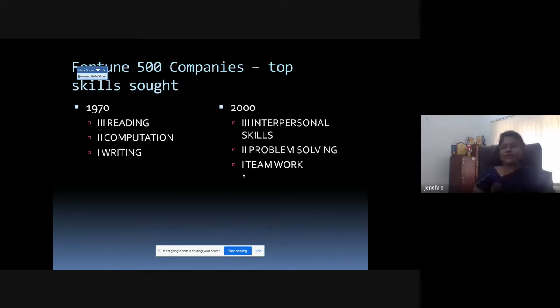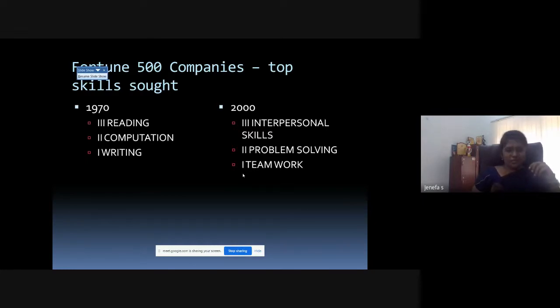Okay, so whenever there is a problem or a crisis, the members of the company, the employees, or the members of the team need to be able to solve that problem, right? And the first attribute, the most important skill sought by the employers, is teamwork.